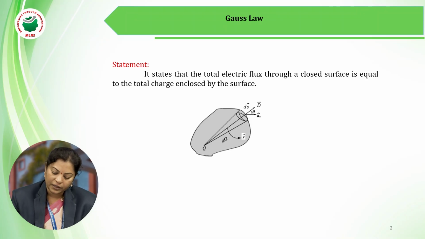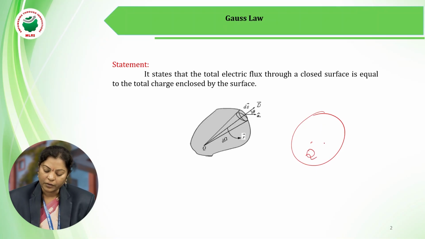In the sense, when we are taking a point in space, here we are assuming a charge. Total electric flux means, if it is an electrostatic field and a charge is there, there is a flux flowing out. So the total electric flux passing through a closed surface is equal to the total charge enclosed by that particular surface. So that is about the Gauss law.